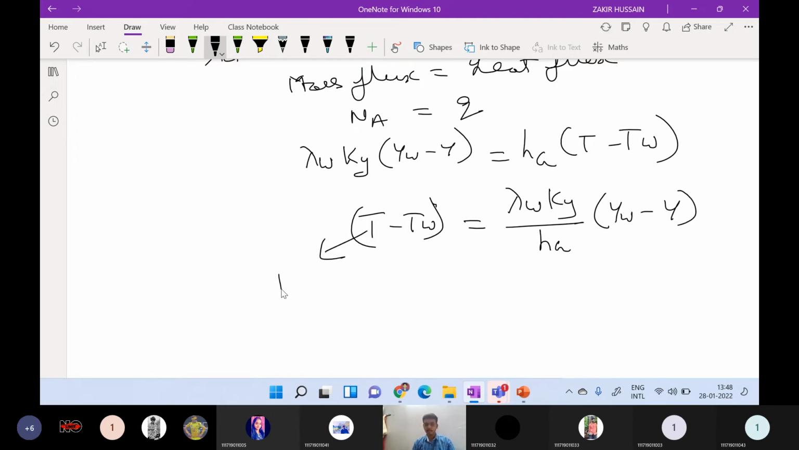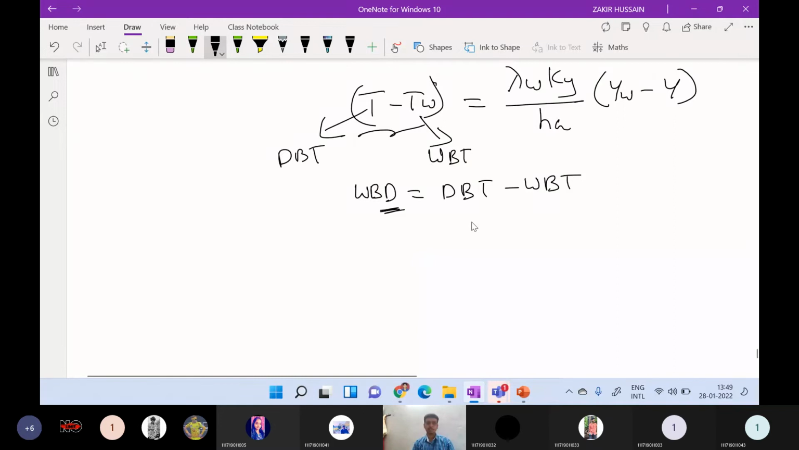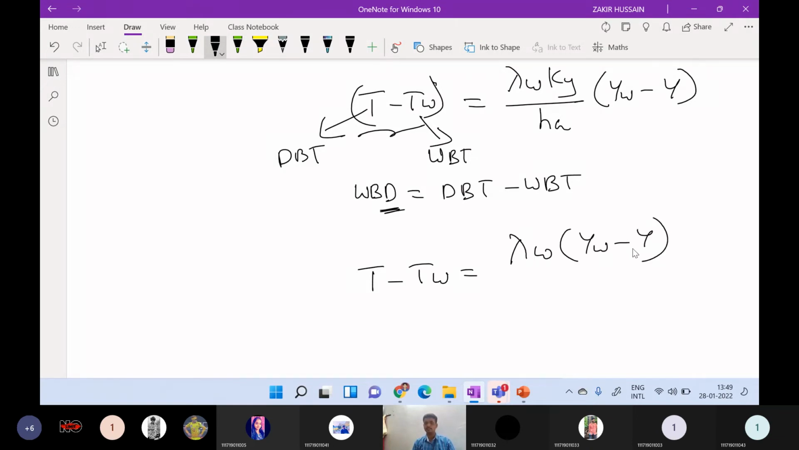So T is the dry bulb temperature, the air temperature, and Tw is the wet bulb temperature. The difference between the dry bulb temperature and wet bulb temperature is called the wet bulb depression. So this equation we can write as T minus Tw is equal to lambda W into (YW minus Y) divided by Hg by Ky, bringing it to the denominator.